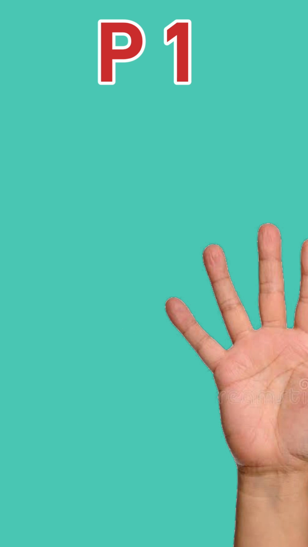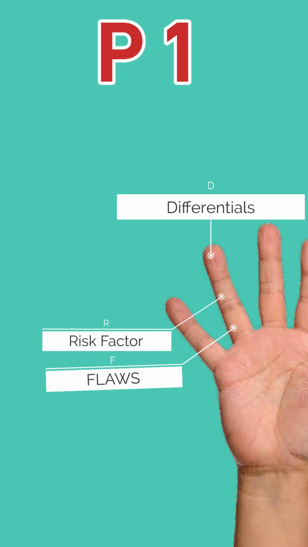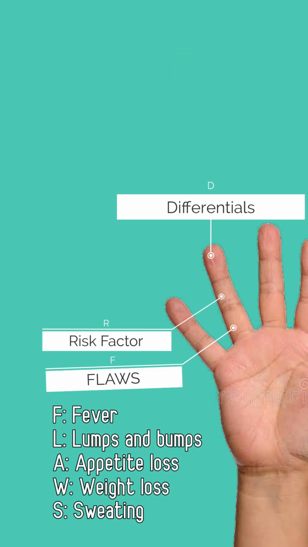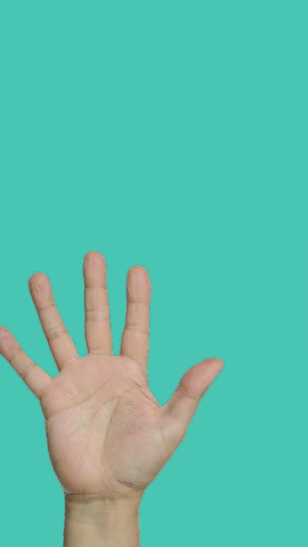Ring finger has three alphabets: D for differentials, R for risk factors, and F for flaws. Based on the presenting complaint, you make some differentials in your mind. Then you ask the risk factor related to that differentials. And lastly, you also ask for the flaws, which is fever, any lumps and bumps, appetite loss, weight loss, and sweating. Now let's discuss the P2.